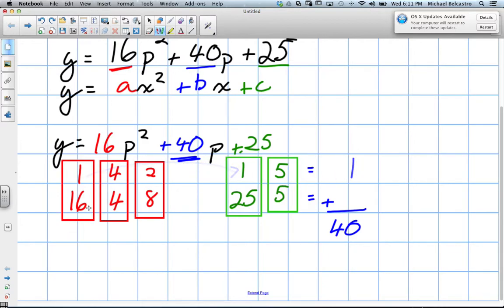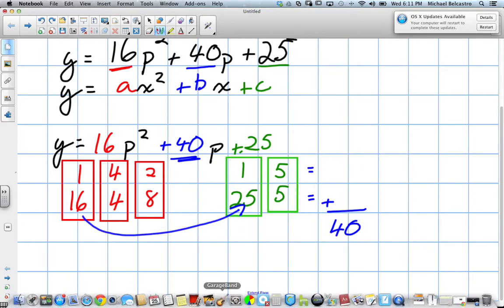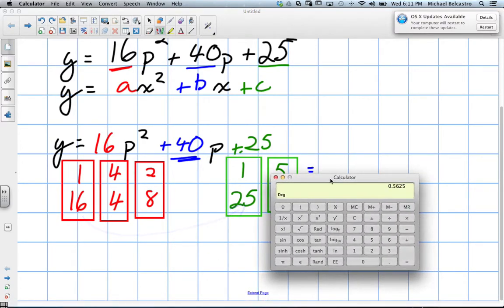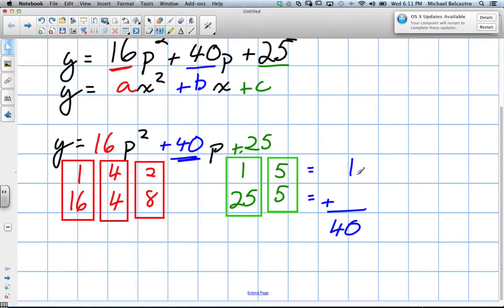And now this one's a really hard one, so you might want to get your calculator out. I don't know it off the top of my head. 16 times 25, and I'll put in our calculator. 16 times 25, 400. Okay, so we have the numbers 1 and 400. Can I add or subtract 1 and 400 to make 40? No, I cannot add them to that. So that doesn't work.